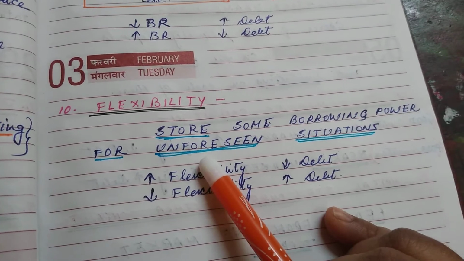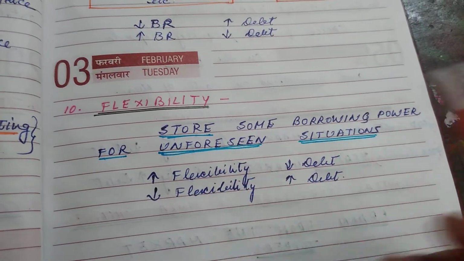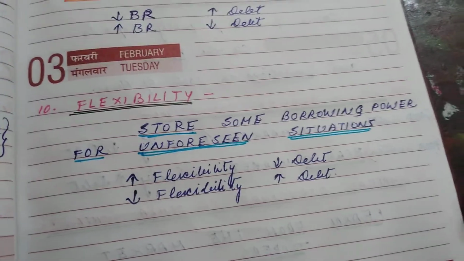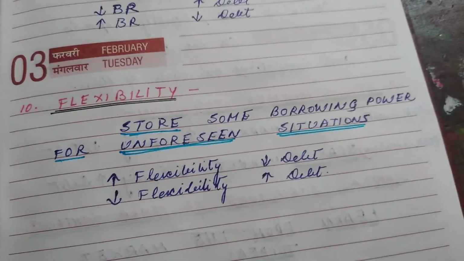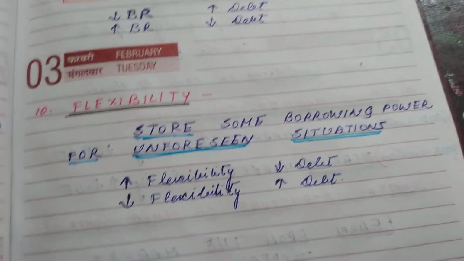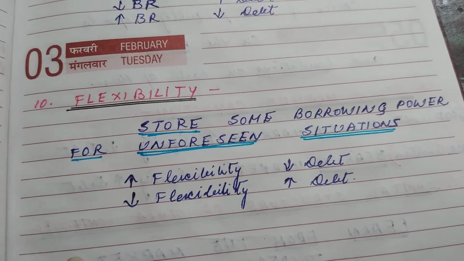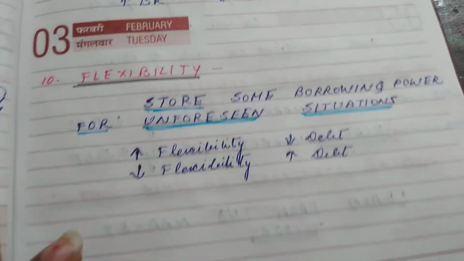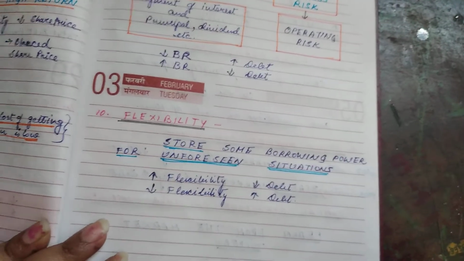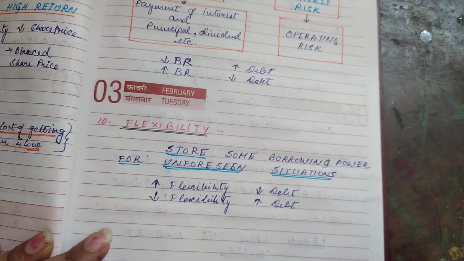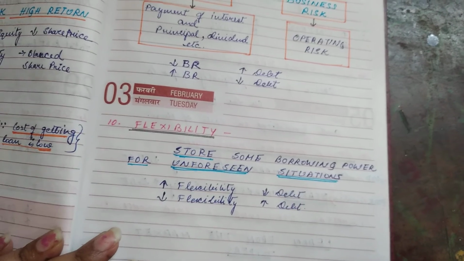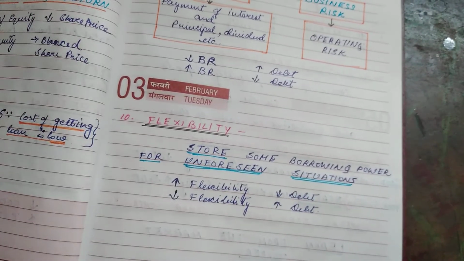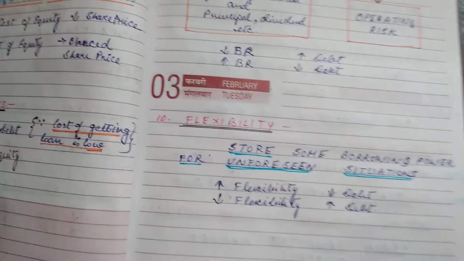Flexibility means keeping the borrowing power. Borrowing power means every company has an upper limit of borrowing, or taking loans. So when we say that we want to maintain flexibility, we basically want to maintain our borrowing power. We want to be in such a situation that our borrowing power will be stored for unforeseen future situations. That means in the days to come, if something goes wrong, then we can immediately borrow money.